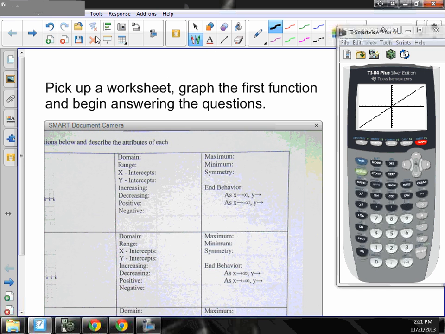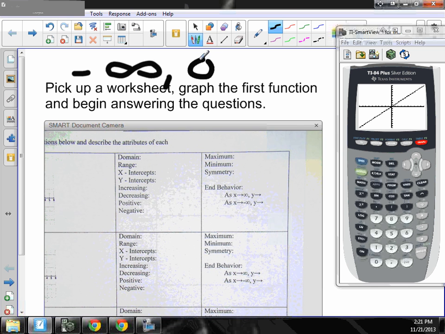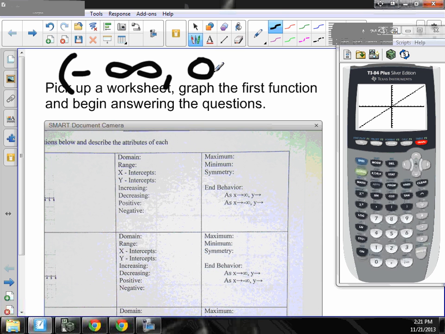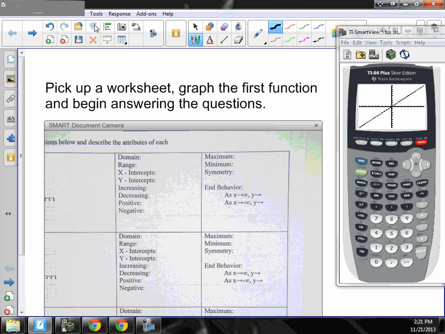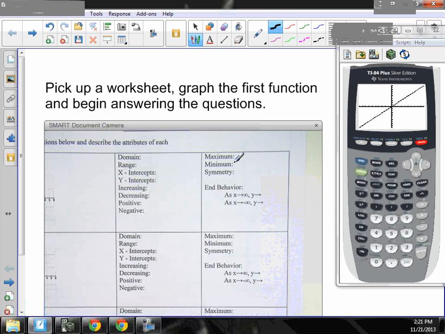All right? When is the graph negative? And we always list it from small to big, so negative infinity to 0, and we never include infinity. What about 0? Is it below the x-axis? No. So it's a parenthesis. Okay. What is the maximum value of this graph? Infinity, or you could say it has no maximum. What is the minimum value? Negative infinity, or no minimum.